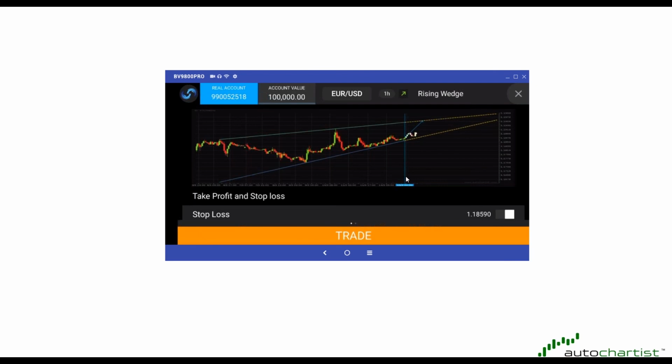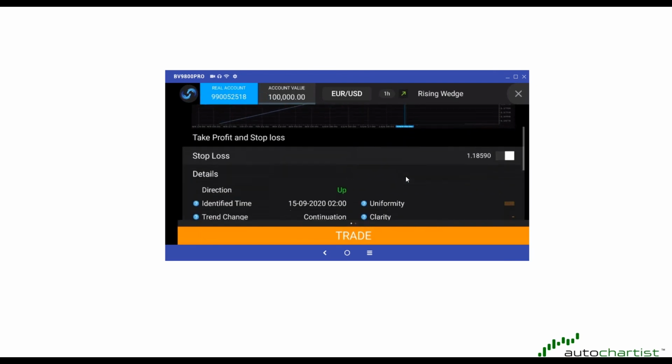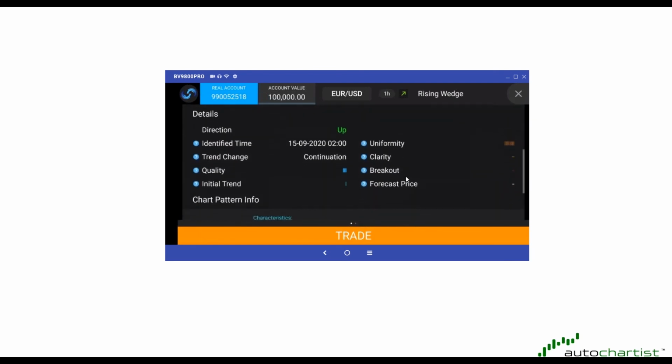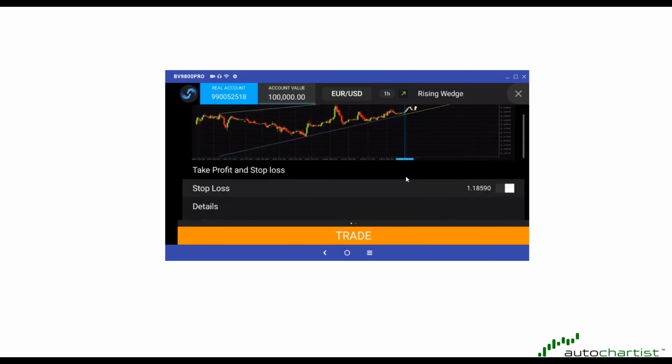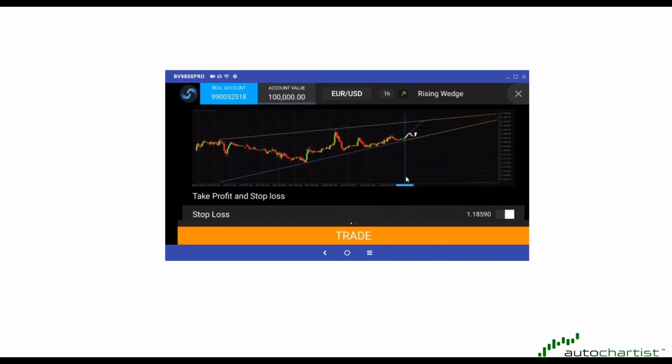Right, and then if you scroll down lower, remember all those beauty characteristics that I had? So here you have an idea of how uniform is it? How clear is it? Is there a breakout? There's no breakout, of course. And remember what I said, there's no forecast on emerging patterns because it's a moving target, right? So you have to derive what you believe to be the forecast yourself.